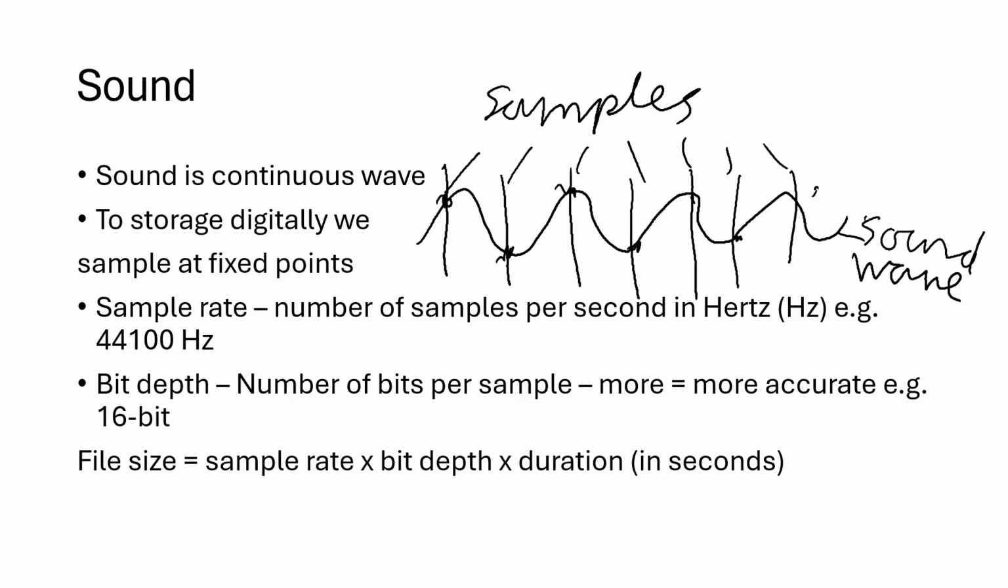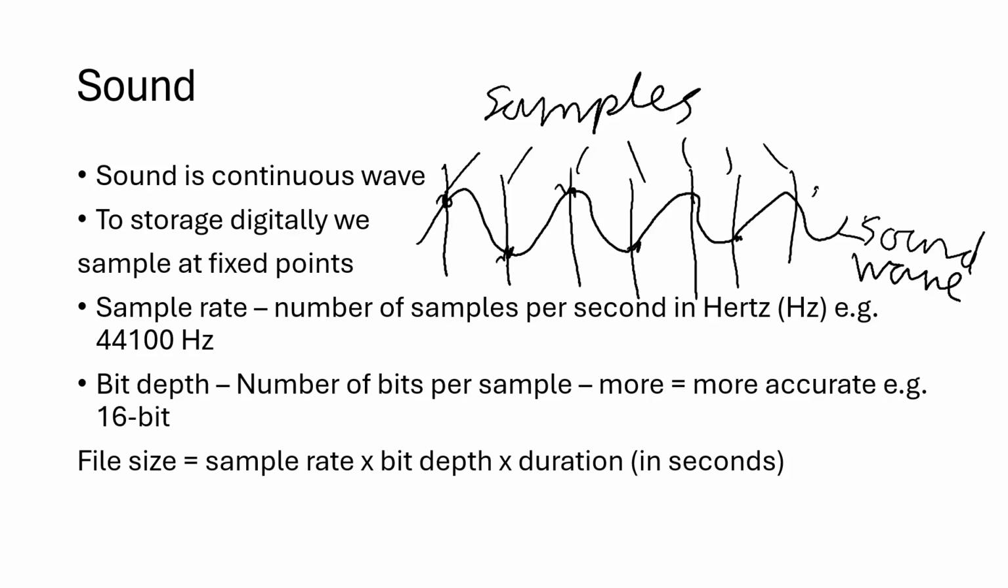Right, so sound. How do you store sound on a computer? Sound is like a continuous wave. You can see here, this represents a sound wave, and in real life this is a continuous thing. You can see it going continuously over time. But that would be very hard to represent on a computer, where we can only really represent discrete things, like discrete bits.